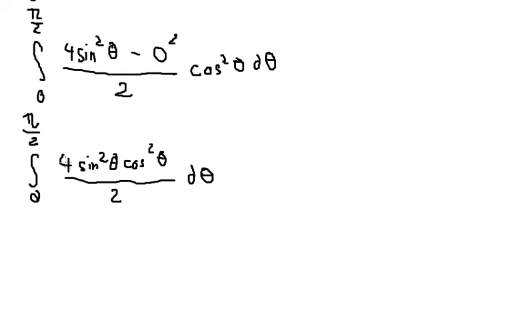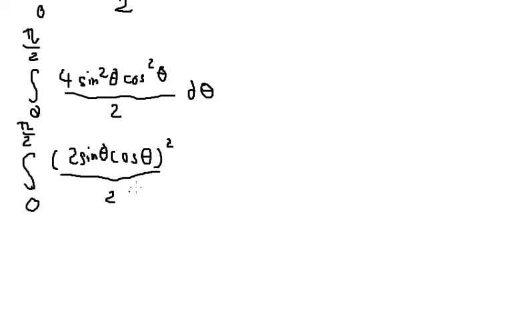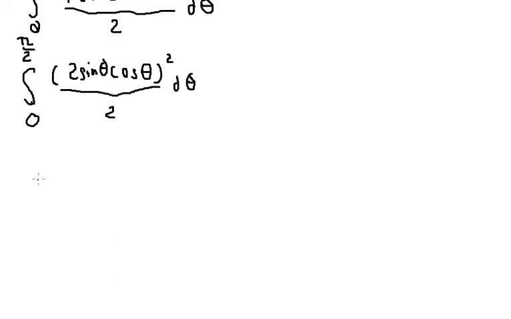So in this situation, we can put two sine theta cosine theta, everything to the power of 2 over 2. And we know that 2 sine theta cosine theta is sine 2 theta. This is an identity.